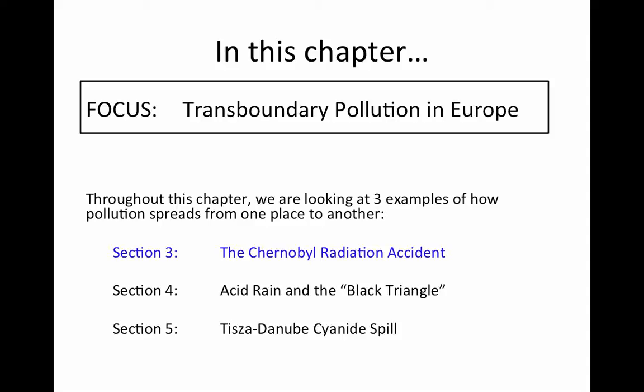In Section 3, we saw how an explosion at the Chernobyl nuclear power plant caused nuclear radiation to spread throughout all of Europe. Then, in Section 4, we saw how air pollution from factories has caused acid rain, which has spread to communities and ecosystems near and far. Today, we will be talking about Section 5. This section focuses on the Danube cyanide spill.